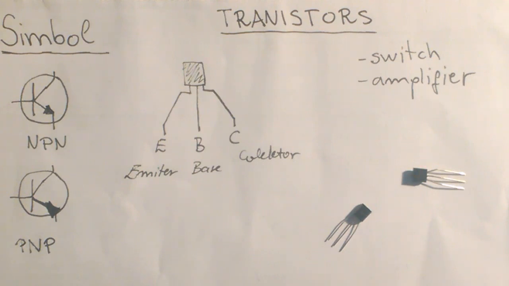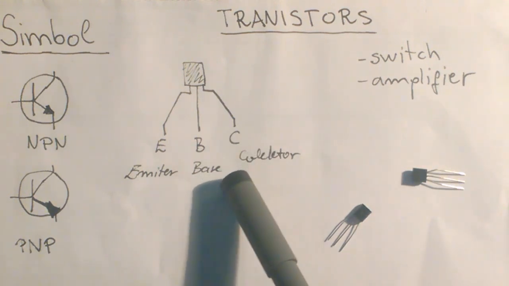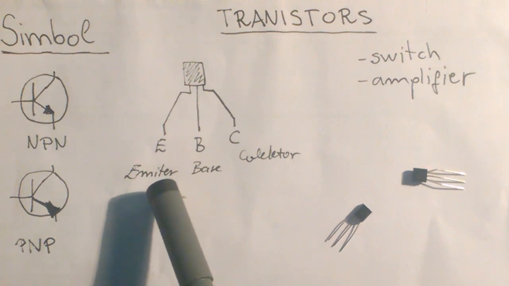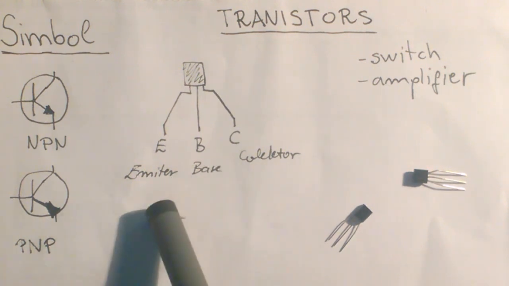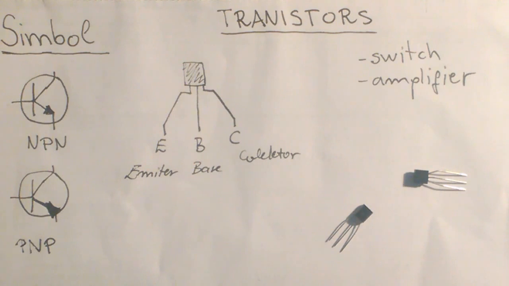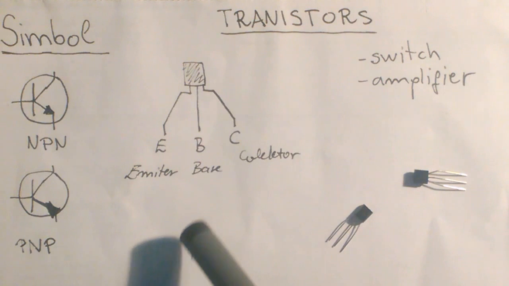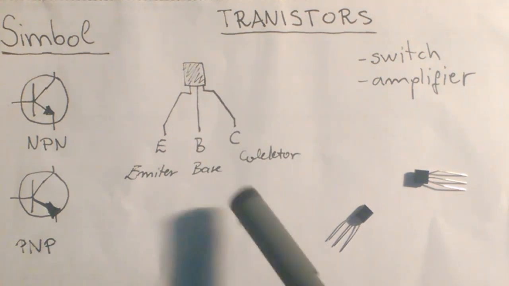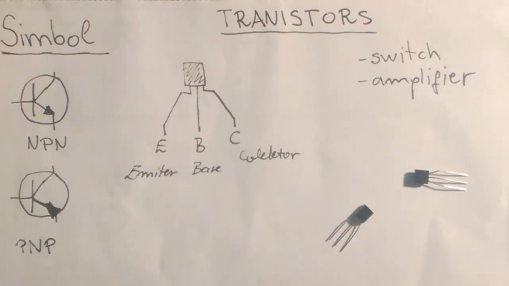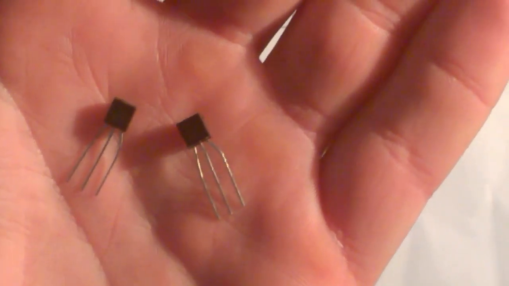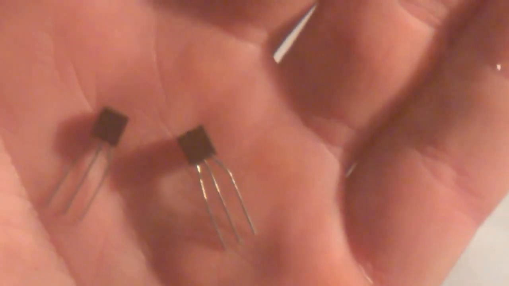So in this picture, we have the order or placement of the transistor legs and their names. So it has three terminals, three legs. In the middle is the base, and we have the collector and the emitter. The base is usually in the middle, but it doesn't always have to be in the middle for every type of transistor. So here is a closer look at the transistors.